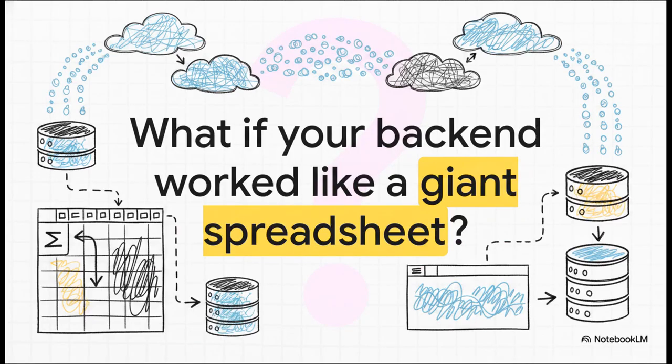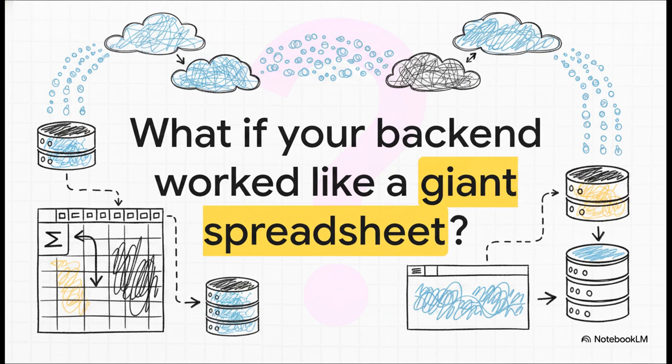Just picture this for a second. What if your entire backend infrastructure worked exactly like a giant spreadsheet? Really think about how you use a spreadsheet. You pop a formula into one cell, maybe it's summing up a whole column. The second any input in that column changes, bam, the result cell is automatically and instantly recalculated. You don't have to hit a refresh button or manually tell it to update, the data just flows.